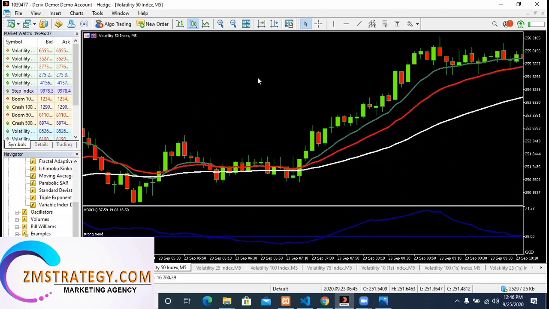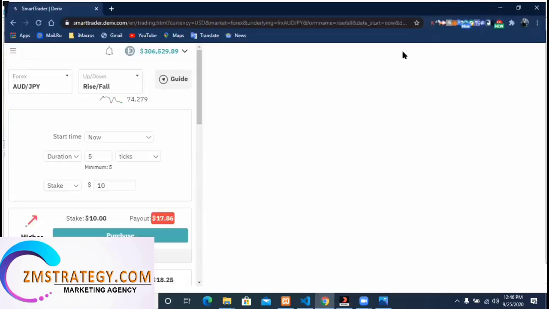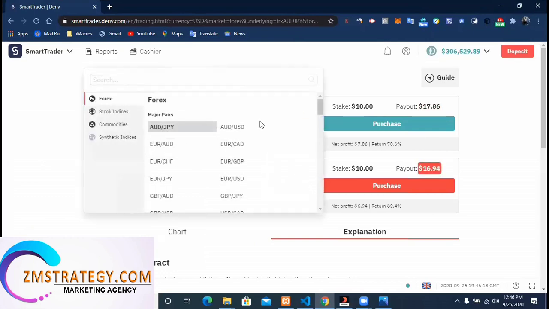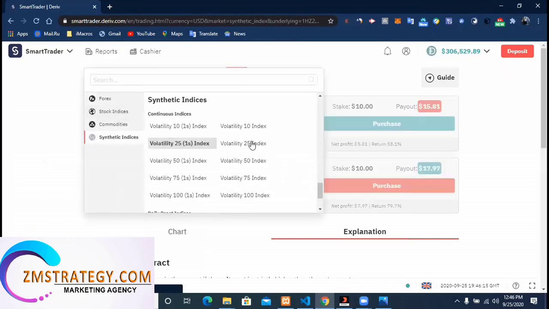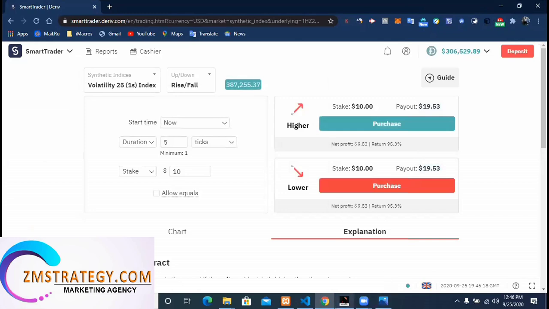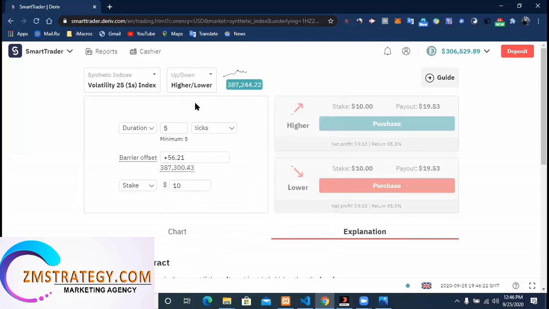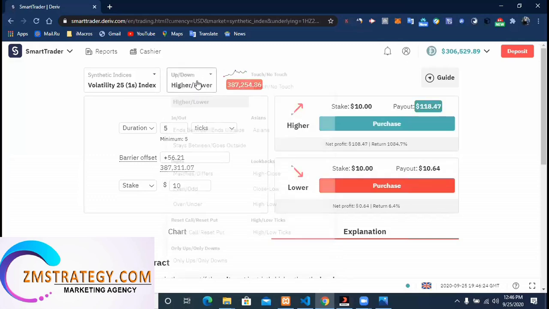Now, if you want to take a trade, like I said, we are making use of Smart Trader, and let's go to the synthetic index market. For you to take a trade, mind you, we are also going to make use of Higher/Lower, not Rise/Fall.